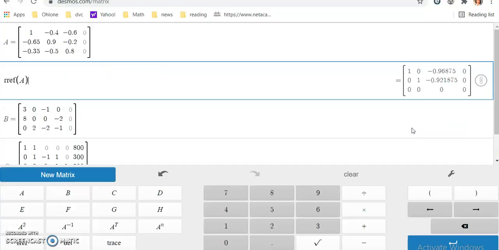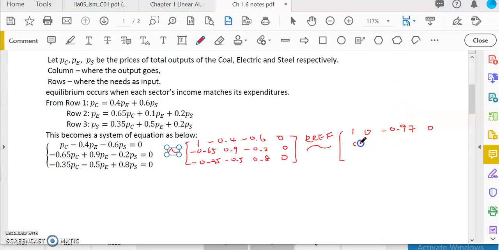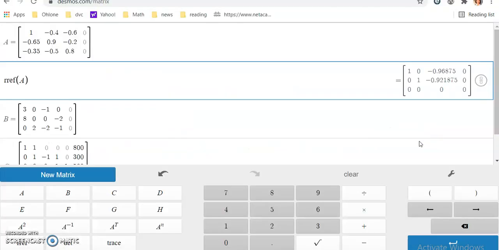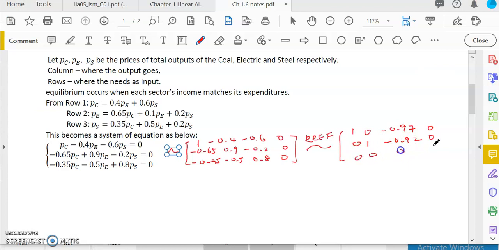0. So there is a solution. 0, 1, negative 0.92. Also 0, and then 0, 0, 0, because you have two pivot columns and one free variable. So you would say PC is equal to 0.97 of PS. PE, electrics, is 0.92 of PS also, but PS is free.